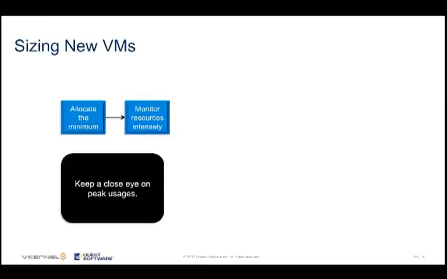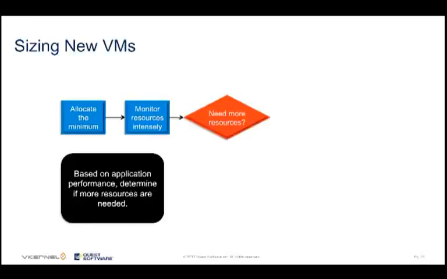So once you've allocated the minimum necessary, monitor resources intensely, and if it's possible to deploy this virtual machine originally in a test environment of some sort before moving it into full production, this will give you the opportunity to do some testing and experimentation before putting it into production.